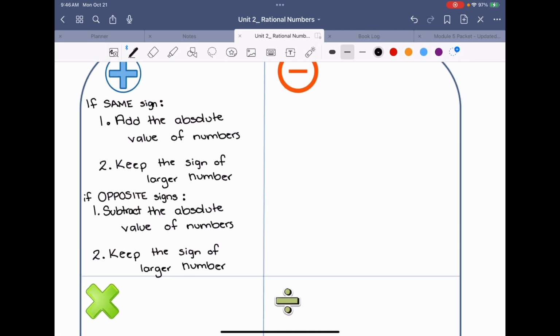When we subtract or find the difference, the first thing we have to do is leave, change, change. And remember that on your paper, you need to show your work for your leave, change, change. You cannot just have your answer there. Once you leave, change, change, you've changed subtraction to addition, so you're just going to use your addition rules.